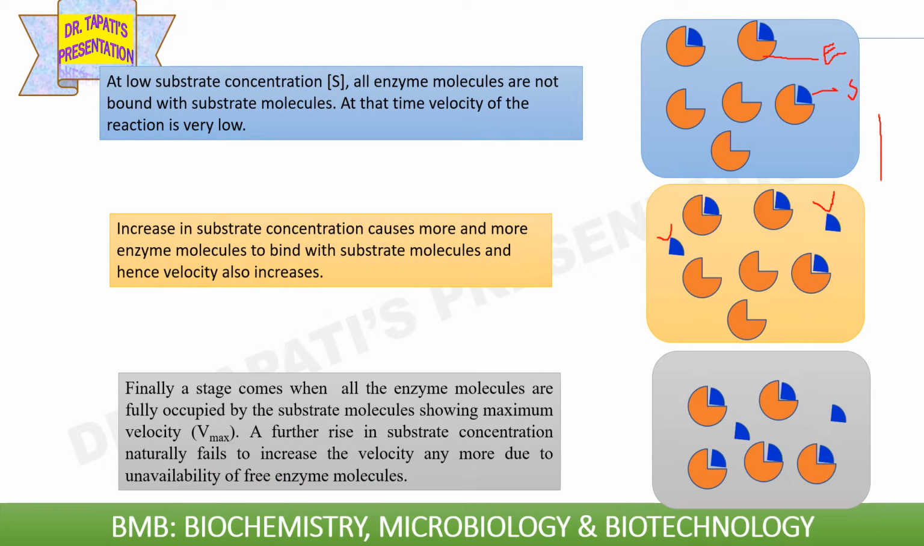Now, finally, a stage comes when all enzyme molecules are fully occupied by the substrate molecules, showing maximum velocity. You can see in the third figure that all the enzyme molecules are fully occupied by substrate molecules. A few other free substrate molecules are available here, but enzyme molecules are not free for binding. A further rise in substrate concentration naturally fails to increase the velocity anymore due to unavailability of free enzyme molecules, or unavailability of free active sites of the enzyme molecule.